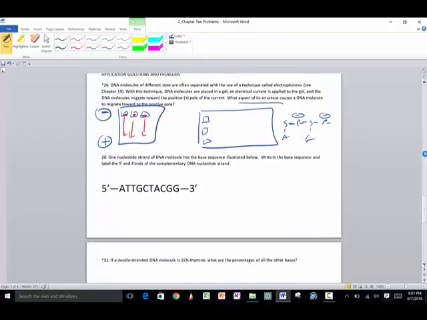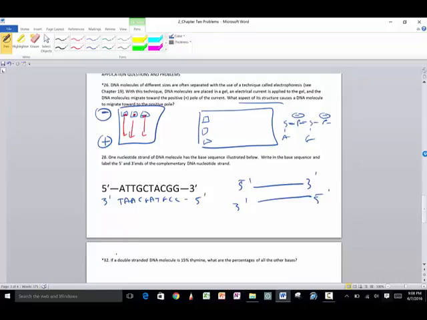One nucleotide strand as this, right, in the base sequence, and label the 5' and 3' ends of the other strand. Most people usually get this right, but I've seen people get it wrong. It's really important that you have anti-parallel strands all the time. And that A pairs with T and T pairs with A.